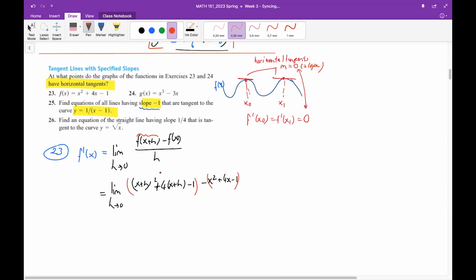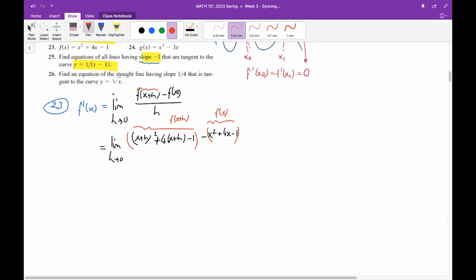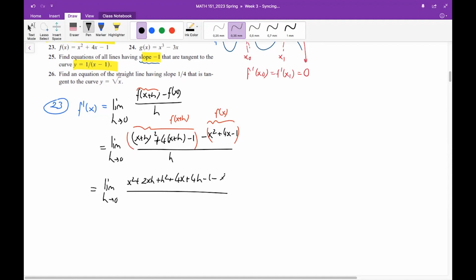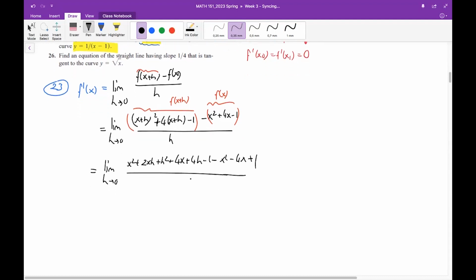This part is f(x+h), and this part is f(x). Then we have this denominator. Okay, now we need to do the computation. Take the square: it is x squared plus 2xh plus h squared, multiply this, 4x, 4h minus 1, and then this part like that. And let's check now if we have any simplification.